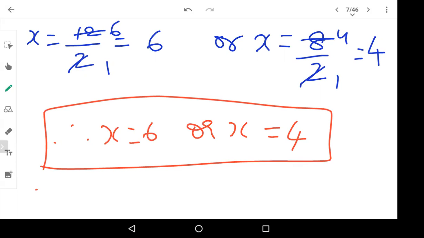Okay, but here it is not 'or', it is 'and', because we want two numbers, right? So it is 'and'. Understood? Any doubts?